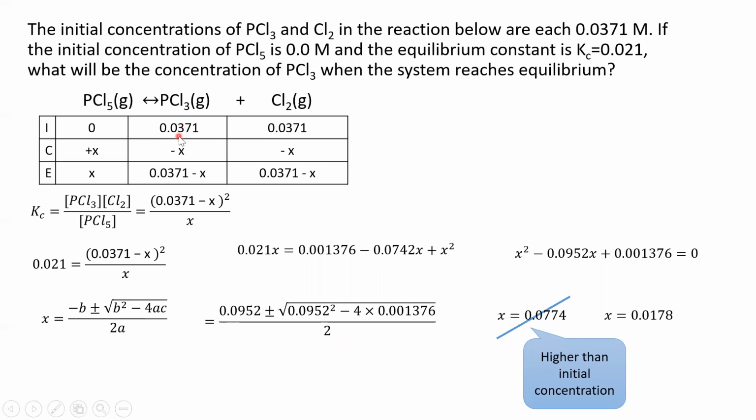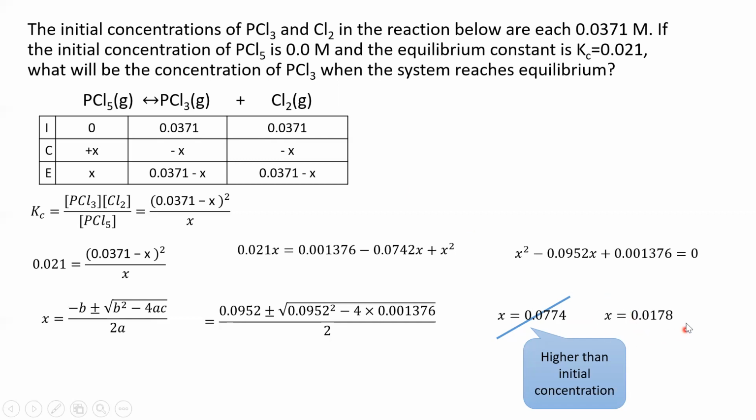But the initial concentration of phosphorus trichloride and chlorine are 0.0371, and we're going to be subtracting X from it. But X can't be greater than the initial concentration. So this X is invalid. This can't be an option for our answer, which means X must be 0.0178. So only one of the X's is ever going to be a legitimate answer from your quadratic.